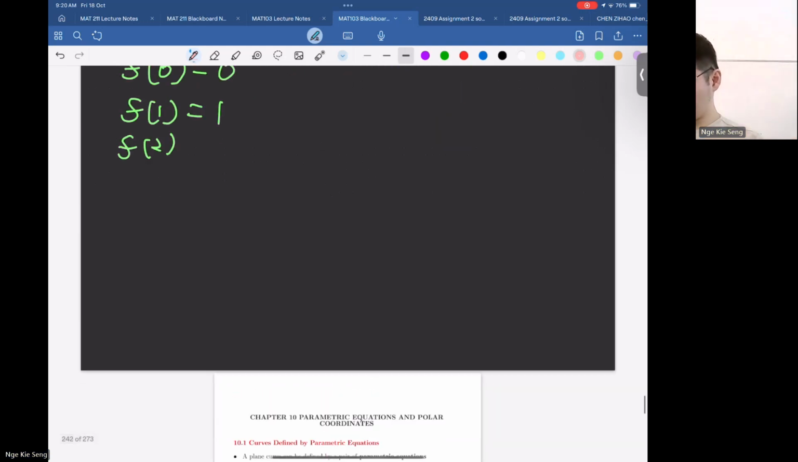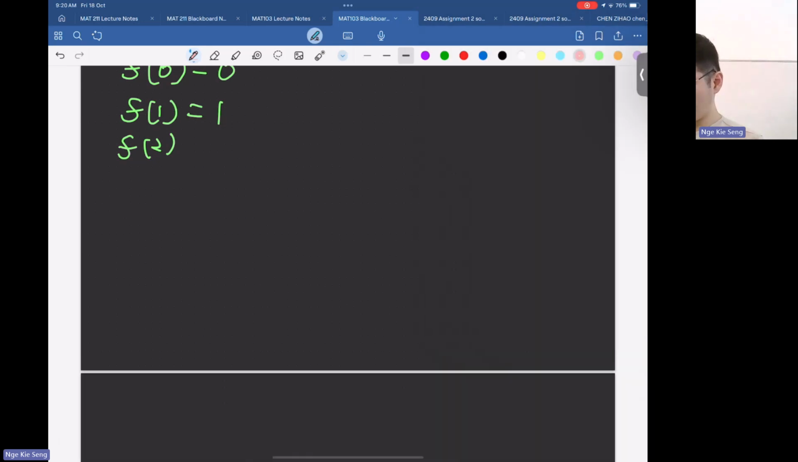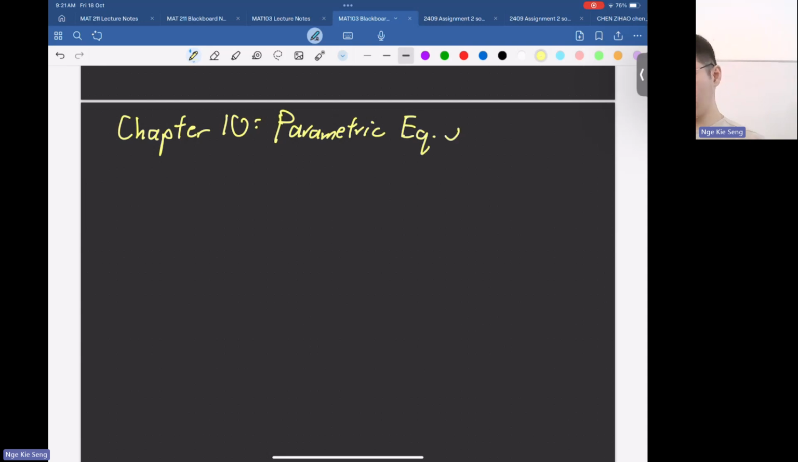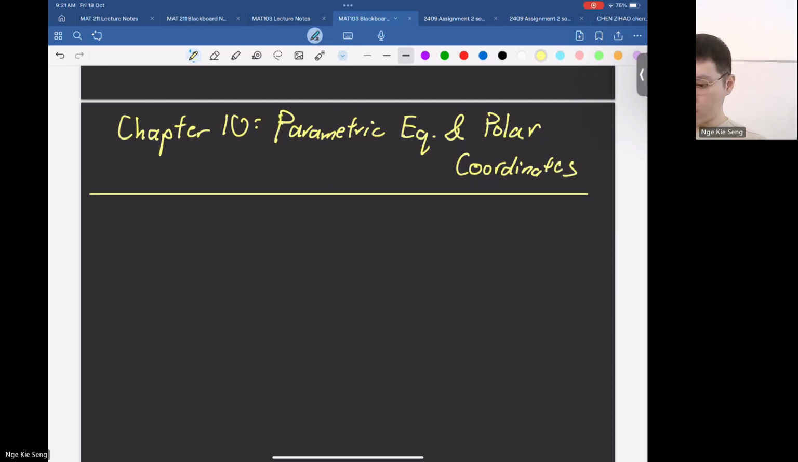Right. Cool. So we'll start the new topic today. This topic is about parametric equations and polar coordinates. Our midterm will probably cover until this chapter. I will make an announcement again. Okay, so let's do the first one. This is the curve defined by a parametric equation.